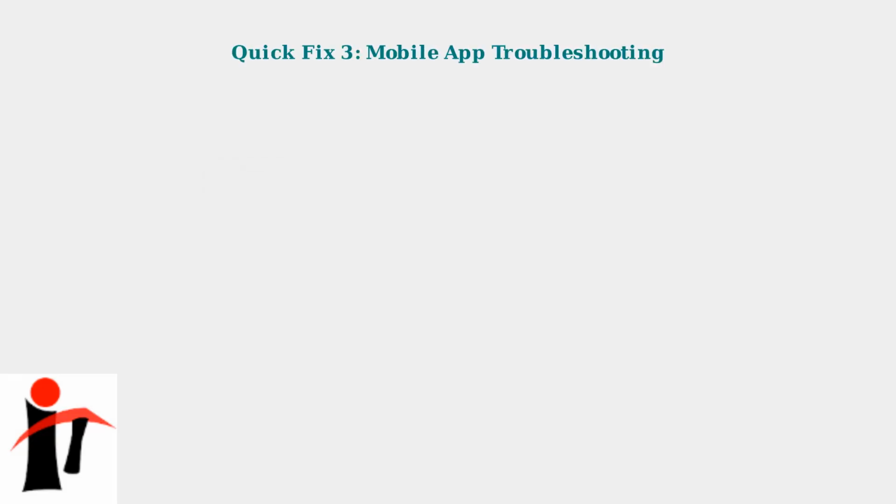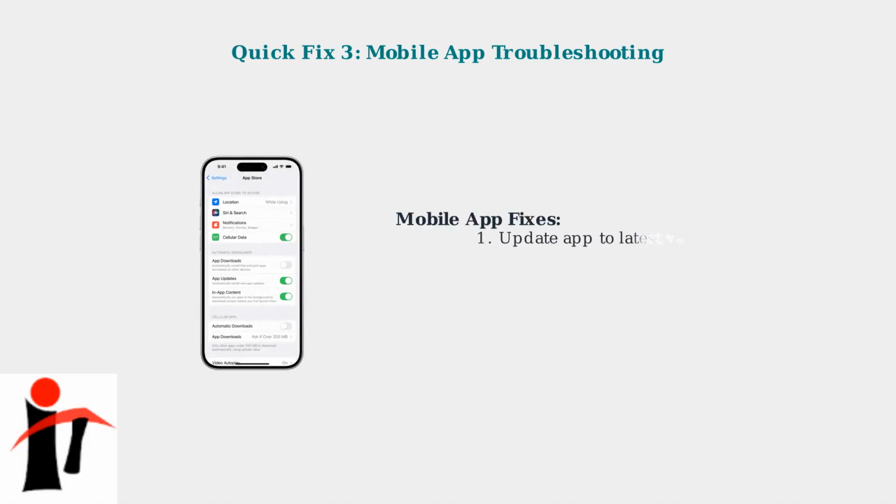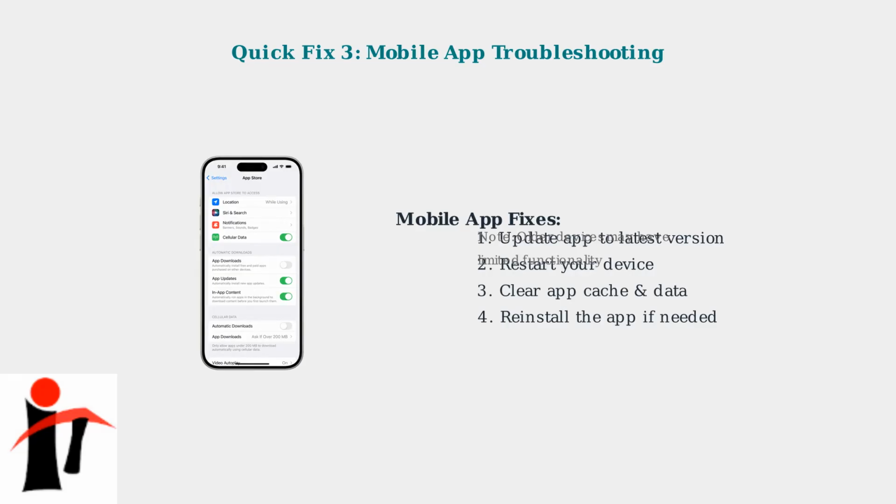For mobile app issues, start by updating the Meta Business Suite app to the latest version. Restart your device to clear temporary files and refresh system resources. If problems persist, try clearing the app's cache and data or reinstall the app completely.